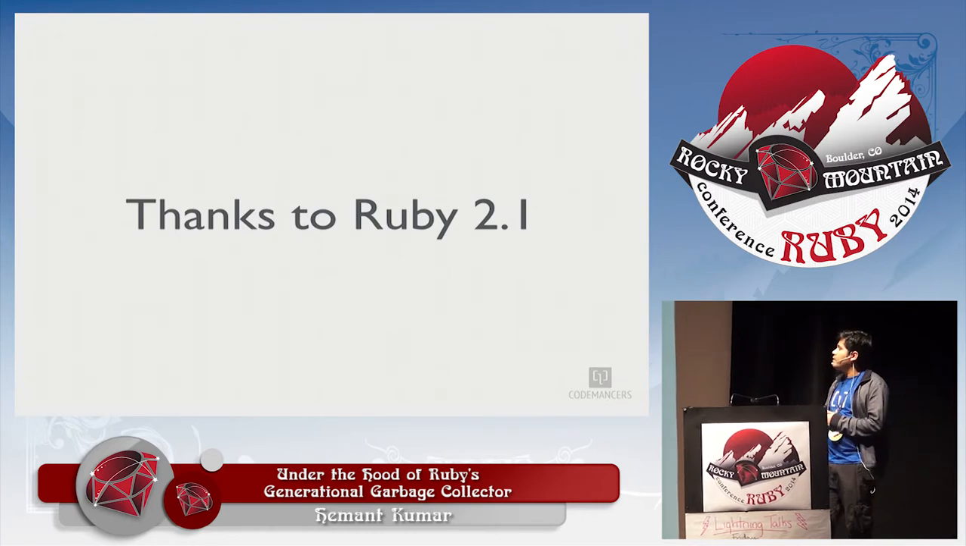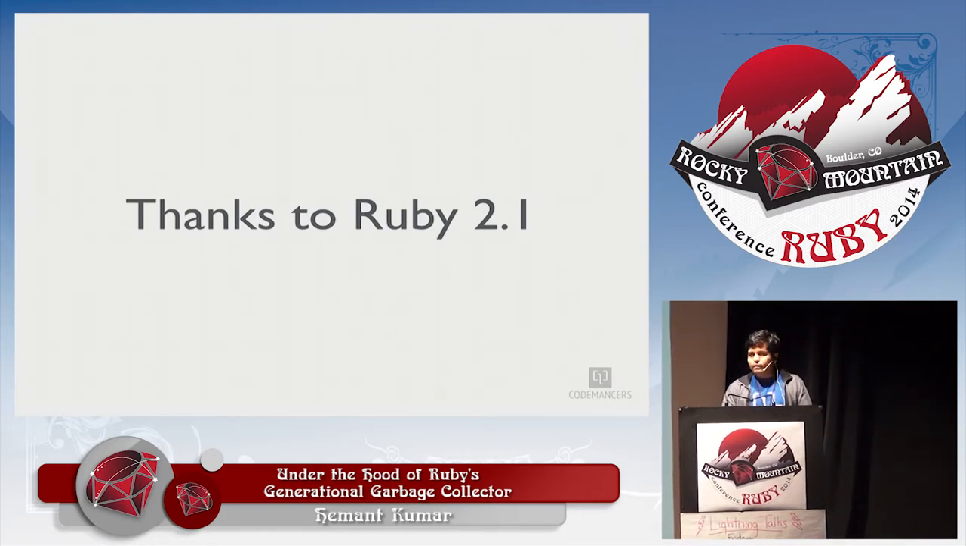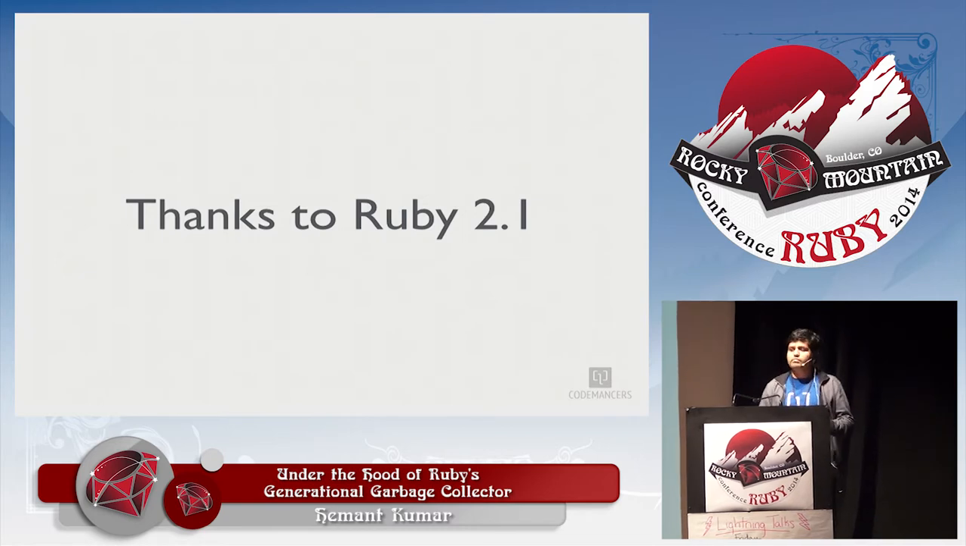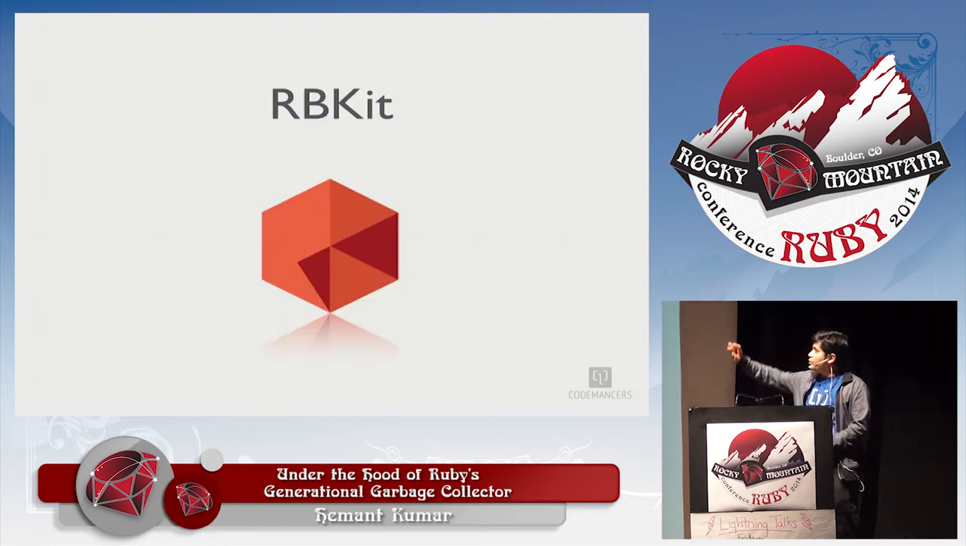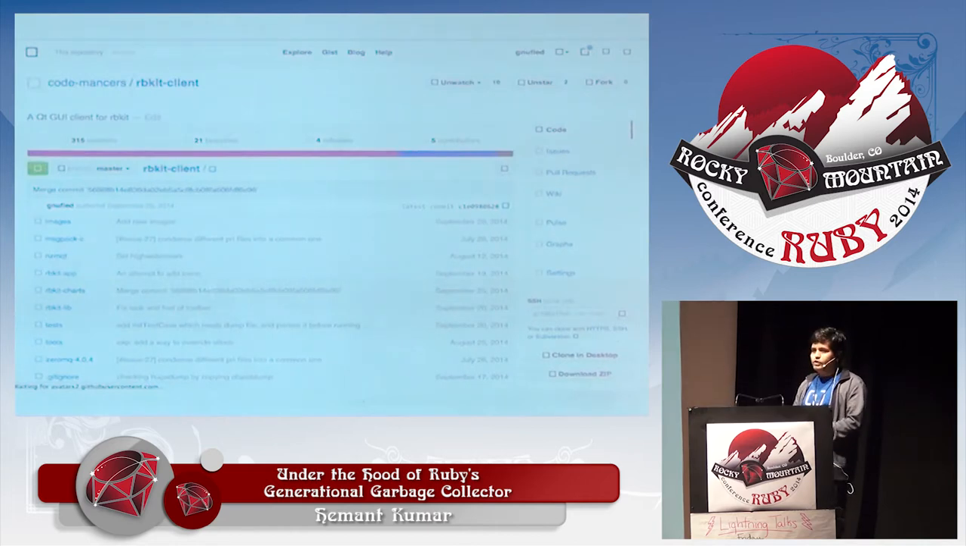I work for a company called CodeMancers, and we, as a team, decided to do something about it. Although this was not our full-time work, we decided we were going to build a Ruby profiler that would be as easy to use as something like your kit, that you can use in production with very low overhead, and that doesn't cause problems with your application. And I'm happy to present RBKit. I have never announced it before; it is the first time I'm showing it off, to people at Rocky Mountain. It's up on GitHub. We just open sourced it a few days back.